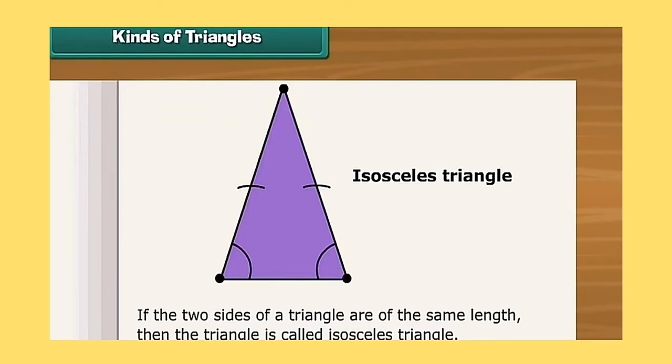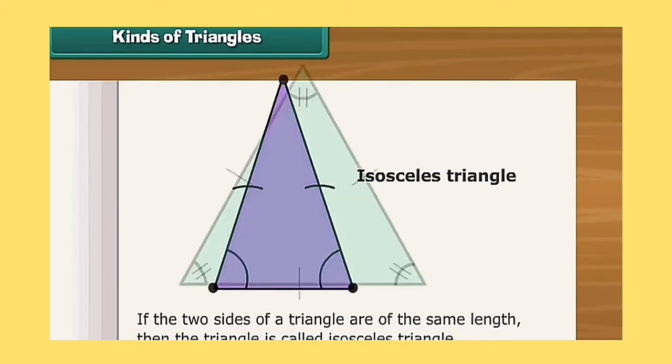This is an isosceles triangle. If any two sides of the triangle are of the same length, you see a stroke is marked to show the same length, then the triangle is called an isosceles triangle. The third side should not be equal. Any two sides of the triangle must be equal.